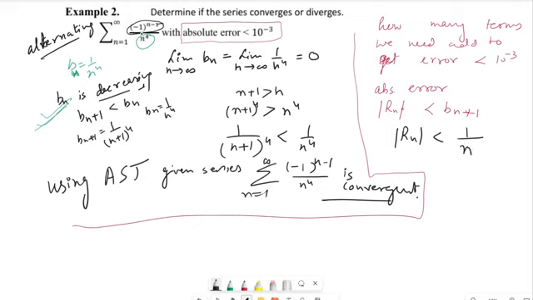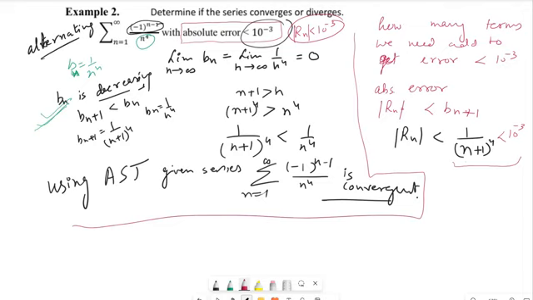1 by n plus 1 to the power 4, right? We want Rn to be less than 10 to the power negative 3. Therefore, if this is less than 10 to the power negative 3, Rn will automatically be less than 10 to the power negative 3. So if we find n large enough such that 1 by n plus 1 to the power 4 is less than 10 to the power negative 3, then Rn clearly will be less than 10 to the power negative 3. That is our goal. Absolute error should be less than that.